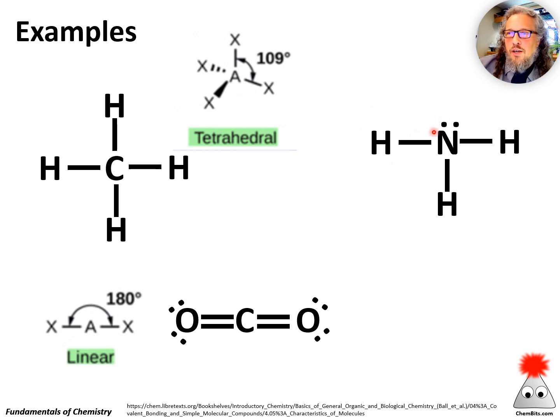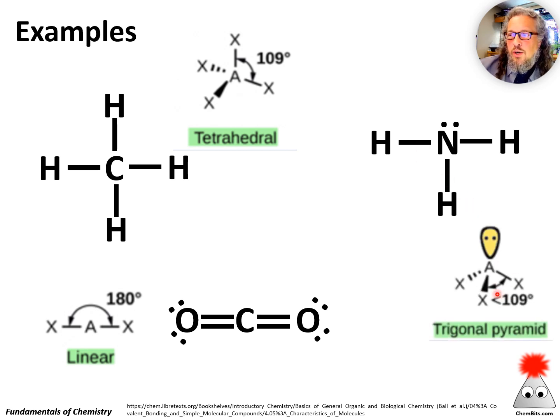What about ammonia? Ammonia has 3 bonding pairs and 1 lone pair. So 4 regions of electron density means we've got a tetrahedral electronic geometry, but with 1 lone pair, the molecular geometry here is trigonal pyramidal. So these angles should each be a little bit less than 109 degrees.